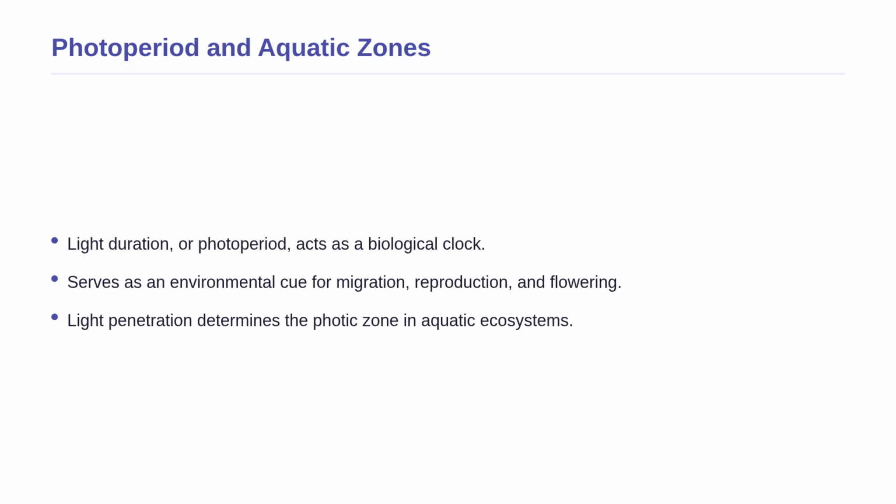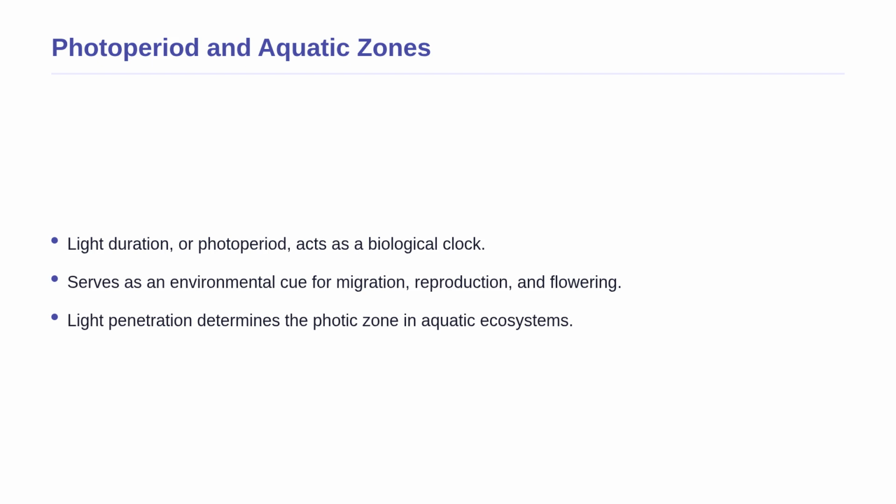Beyond just providing energy for photosynthesis, light plays several other critical roles in an ecosystem. It serves as a crucial environmental cue for behavioral and developmental processes. The duration of light, known as the photoperiod, acts as a biological clock. It tells birds exactly when to migrate south for the winter and signals trees to drop their leaves in the fall.